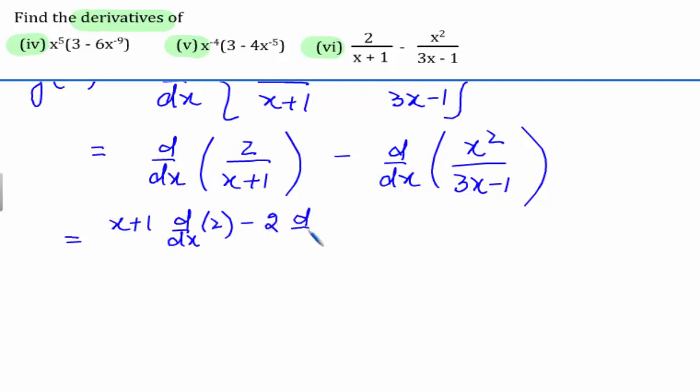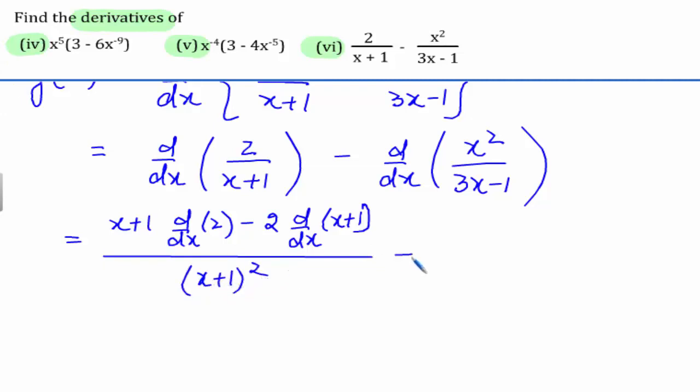Now applying the quotient rule to x square divided by 3x minus 1, we have 3x minus 1 into the derivative of x square, minus x square into the derivative of 3x minus 1, whole divided by 3x minus 1 whole square.